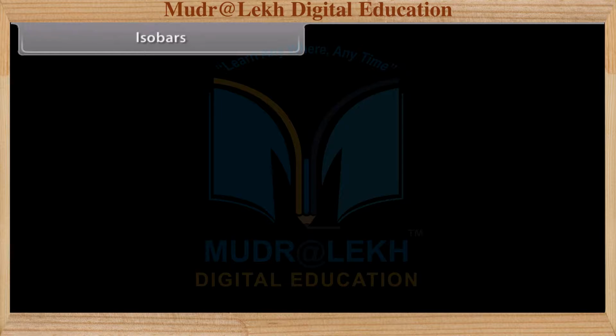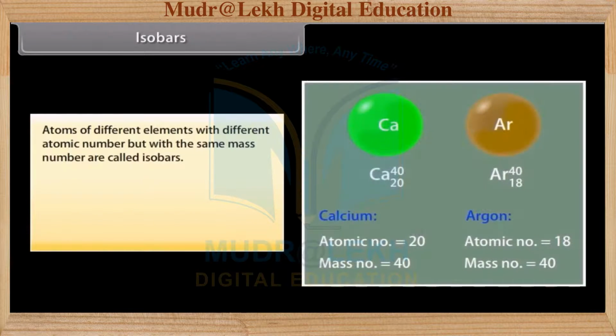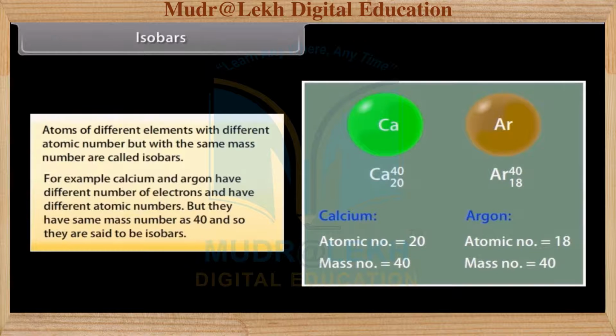Isobars. Atoms of different elements with different atomic number but with the same mass number are called isobars. For example, calcium and argon have different number of electrons and have different atomic numbers. But they have the same mass number as 40, and so they are said to be isobars.